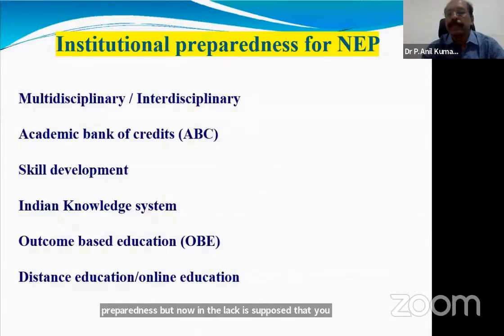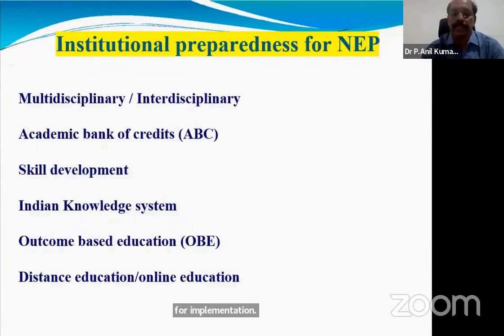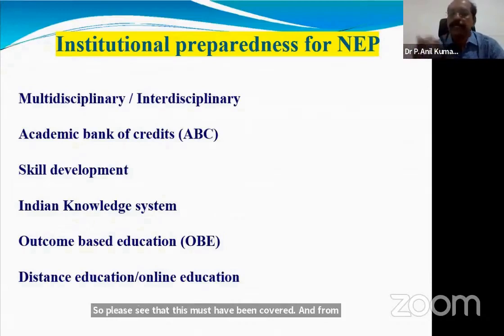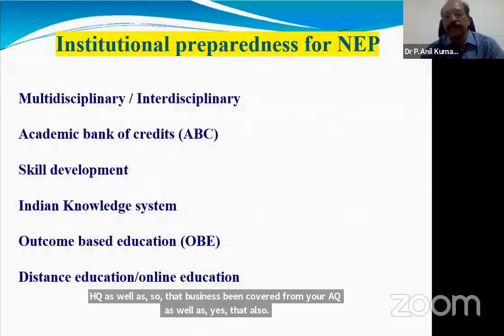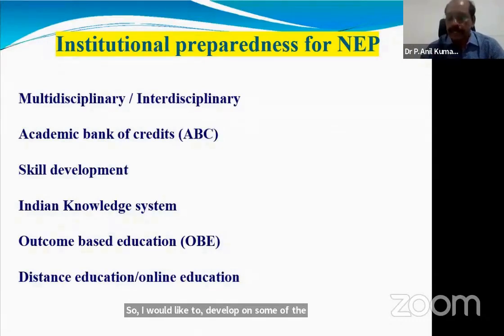These are some of the multidisciplinary and interdisciplinary approaches, academic bank of credits, skill development, Indian knowledge system, outcome-based education, and distance education, online education. These are some of the parameters that are very pertinent for implementation, whichever higher education institutions are going for assessment. So please see that these are incorporated in your AQAR as well as the SSR. So I would like to dwell upon some of the parameters generally, and on ABC in detail, because it is now a very important component.